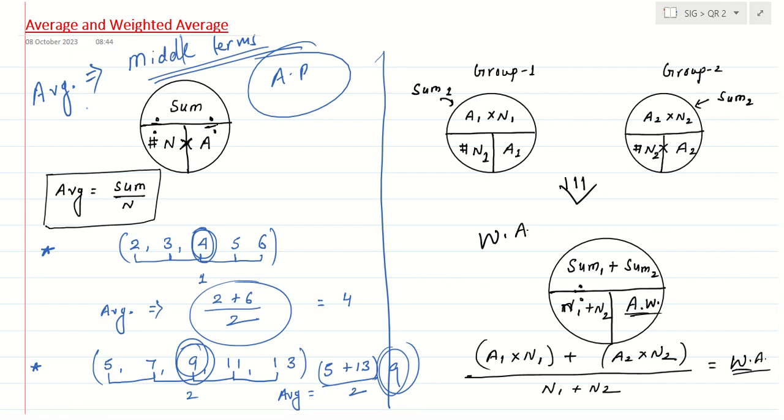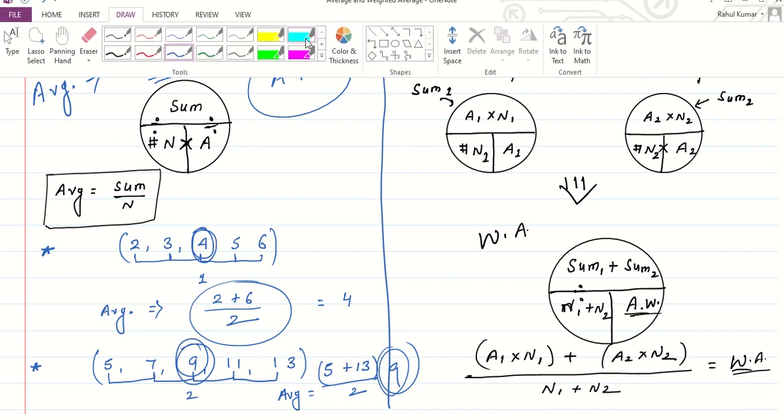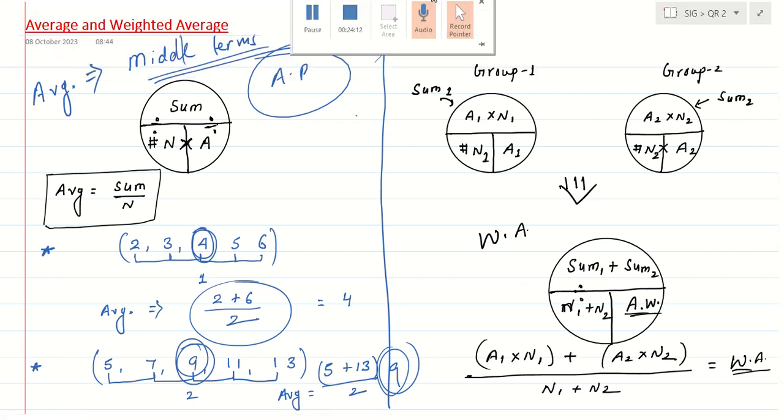Shall we go and discuss the questions now? Let's go for the questions now. I can solve this one. Let's understand this question.